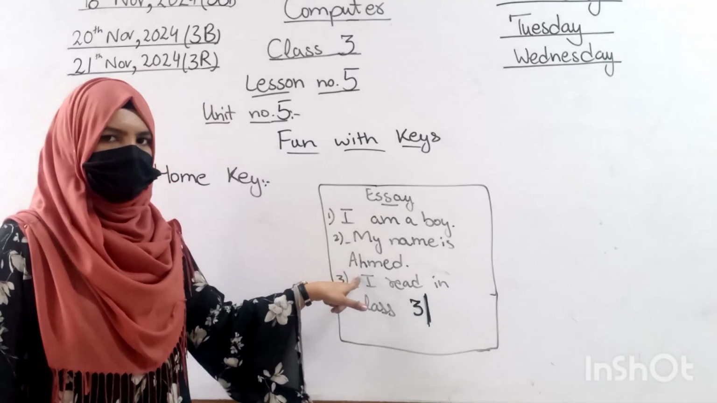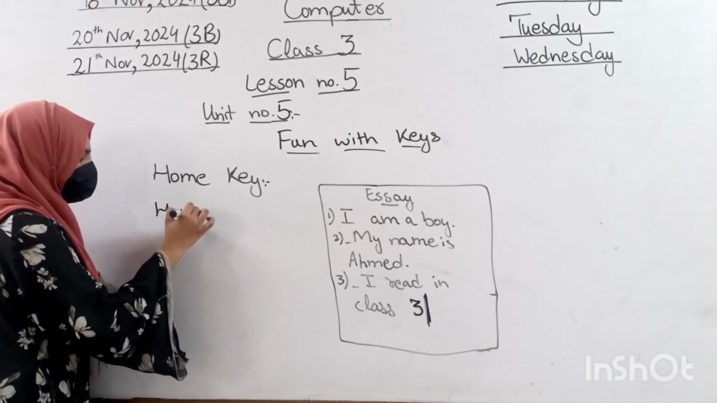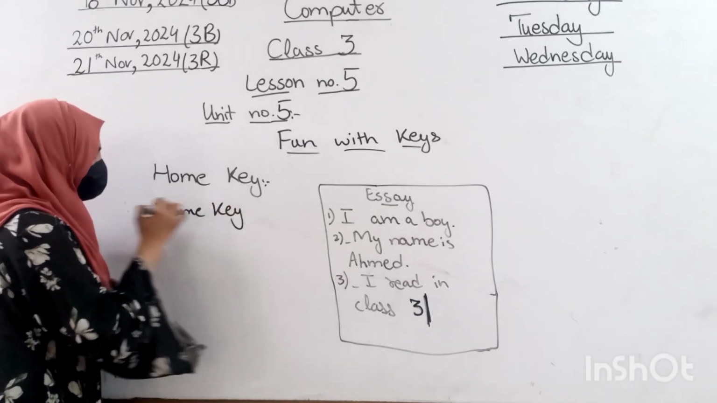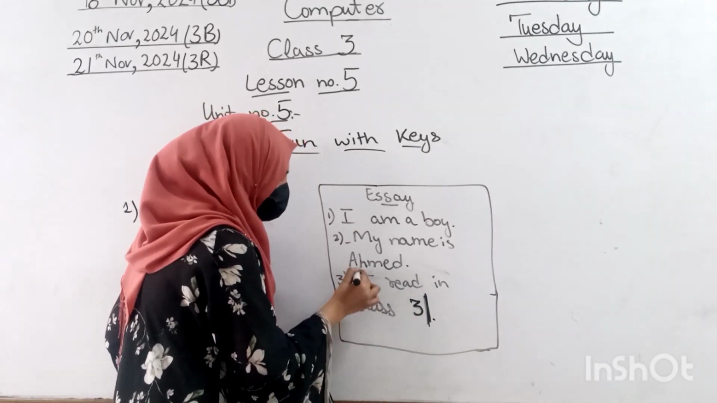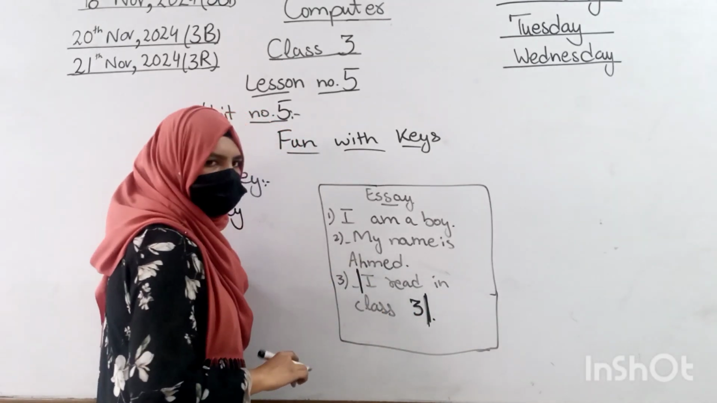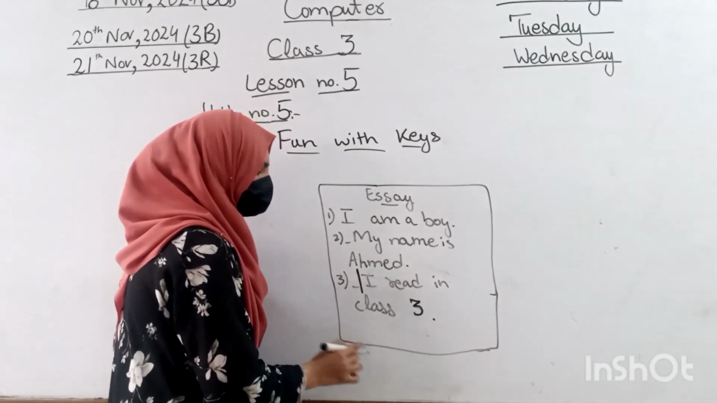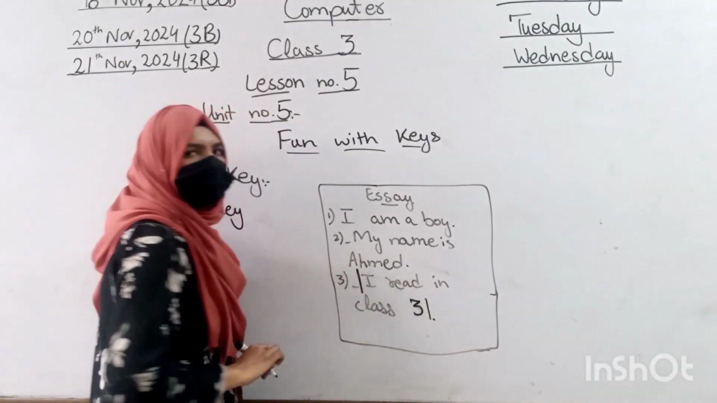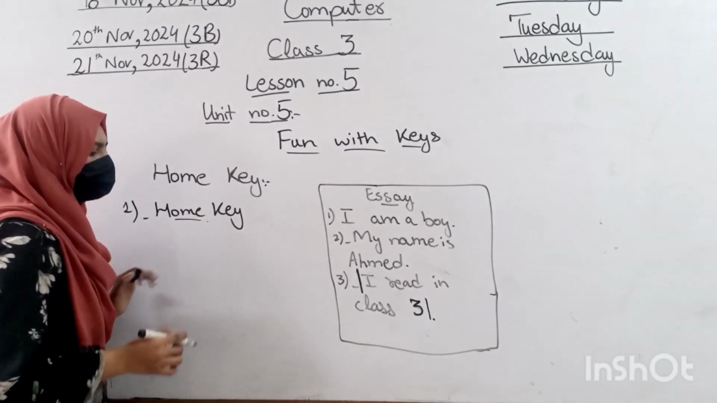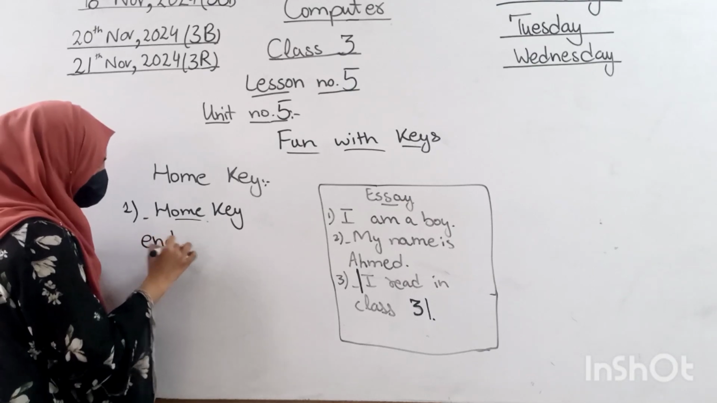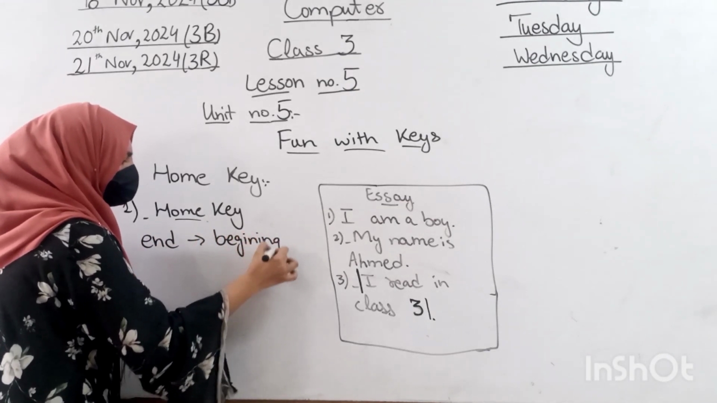Okay, at the start of the line. So what you will do, you will press the home key, and your cursor will come to the beginning of the line. The cursor will move from this position to this position, from the end of the line to the beginning of the line. So if you want to move your cursor from the end to the beginning of the line, you will press the home key.